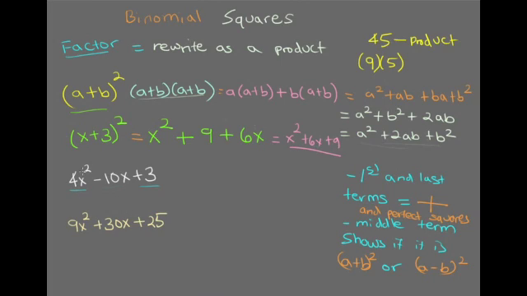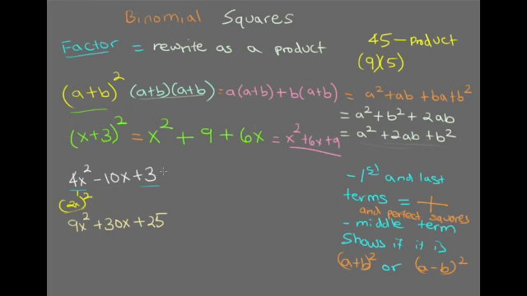So let's see if this first term is a binomial square. 4x squared is positive, because it's not negative 4x squared. And is it a perfect square? Yes, it is, because 4x squared is the same thing as 2x squared. Because remember exponent rules? When we have a power of a product, we apply the exponent to all the terms. So 2 squared times x squared, which is 4x squared. So the first term is a perfect square.